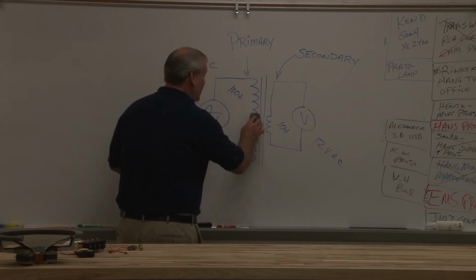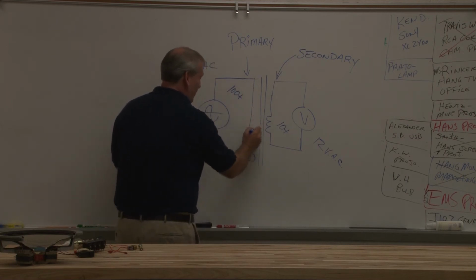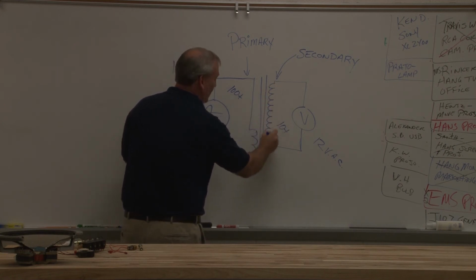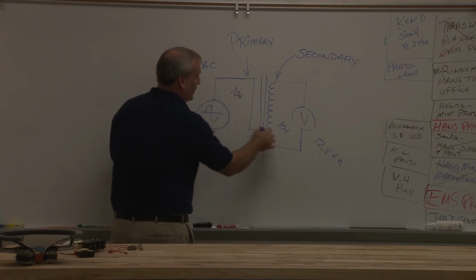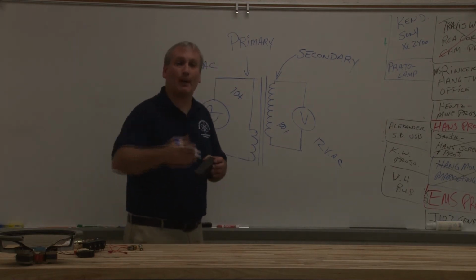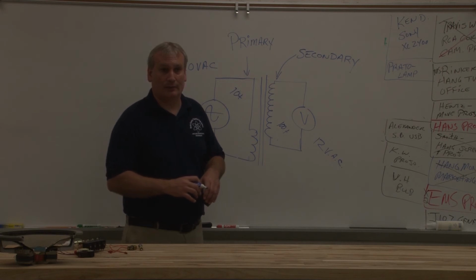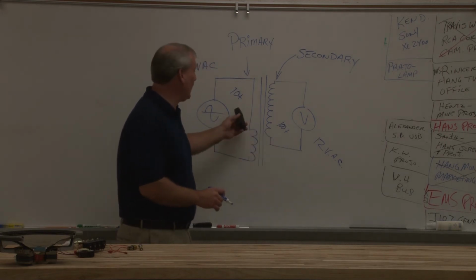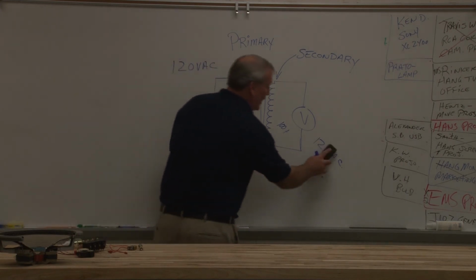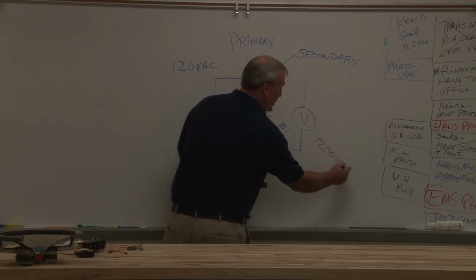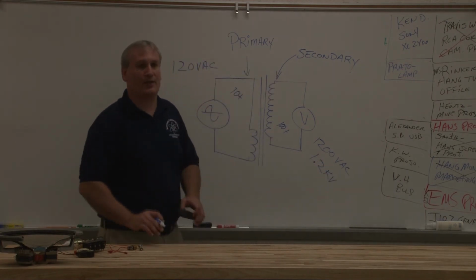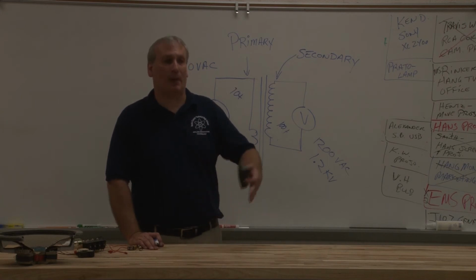Let's say that I only had a few turns on the primary, and I had many turns on my secondary. And we'll just say it's 10 turns and 100 turns. Now my voltage will be stepped up by a factor of 10. There's 10 turns on the secondary for every 1 turn on the primary. So now I'd have 120 volts in, and I would have 1,200 volts AC out, which is the equivalent of 1.2 kilovolts using our proper engineering notation. So that's a step-up transformer.